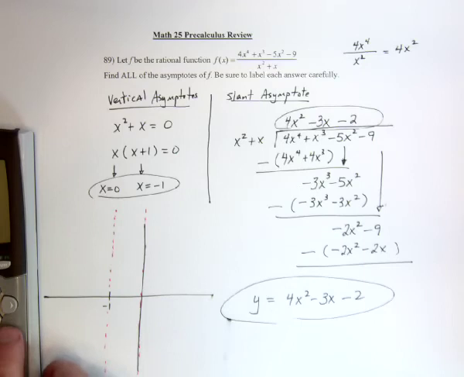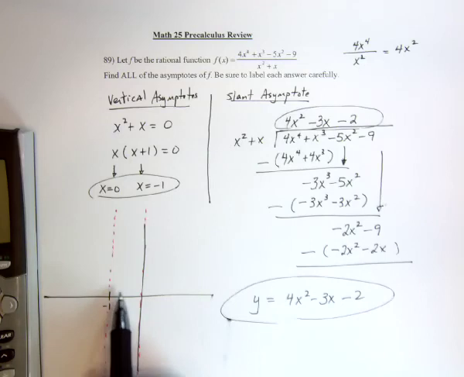So you've got y equals, and I need parentheses, 4x to the fourth plus x to the third minus 5x squared minus 9, and that's divided by x squared plus x. And then we might need to zoom in to see what's happening in this area.